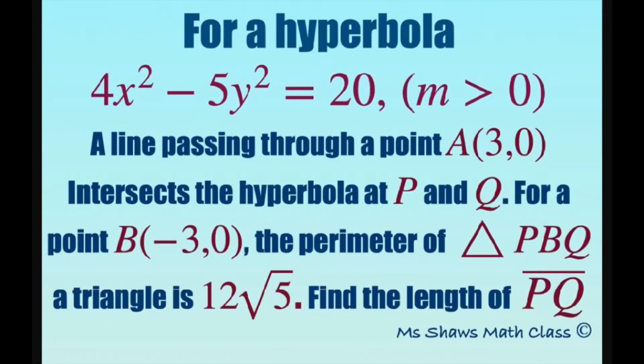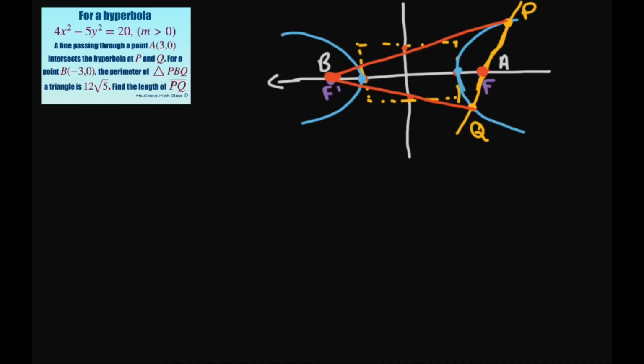For the hyperbola 4x squared minus 5y squared equals 20, a line passing through point A (3, 0) intersects the hyperbola at P and Q. For point B (negative 3, 0), the perimeter of triangle PBQ is 12 square root of 5. We're going to find the length of PQ. So that's a lot there. I did little diagrams, so let's write this in standard form.